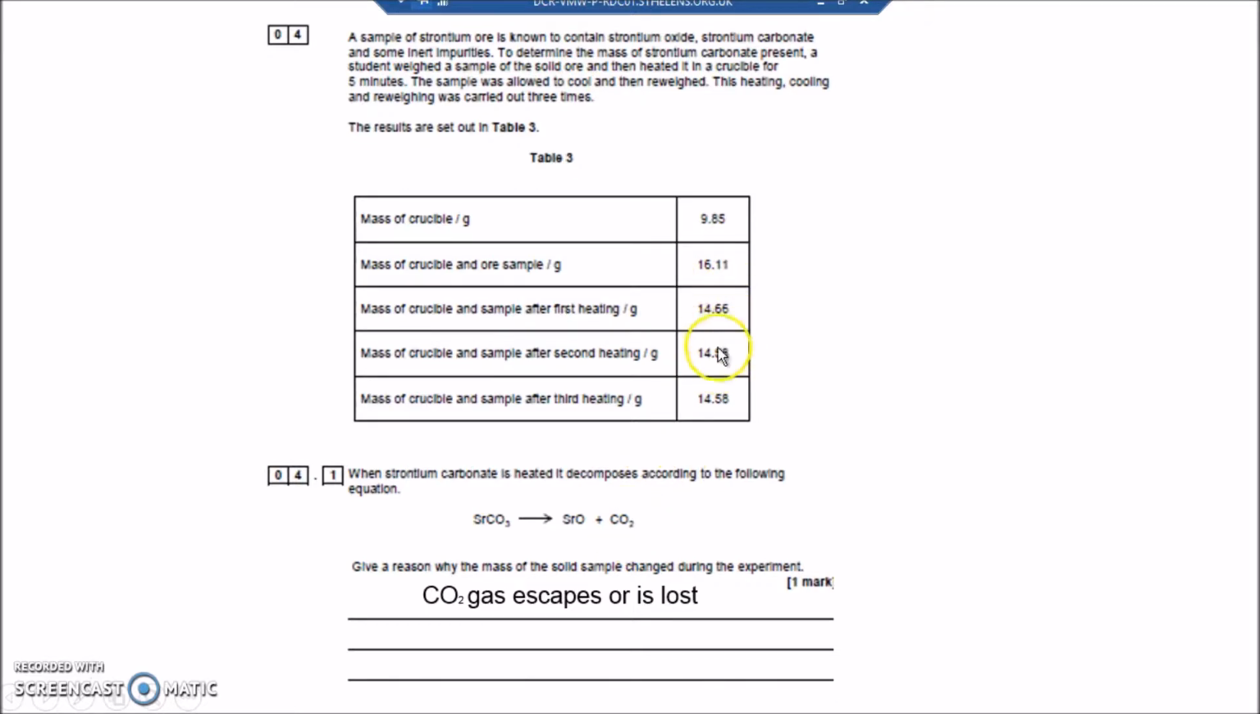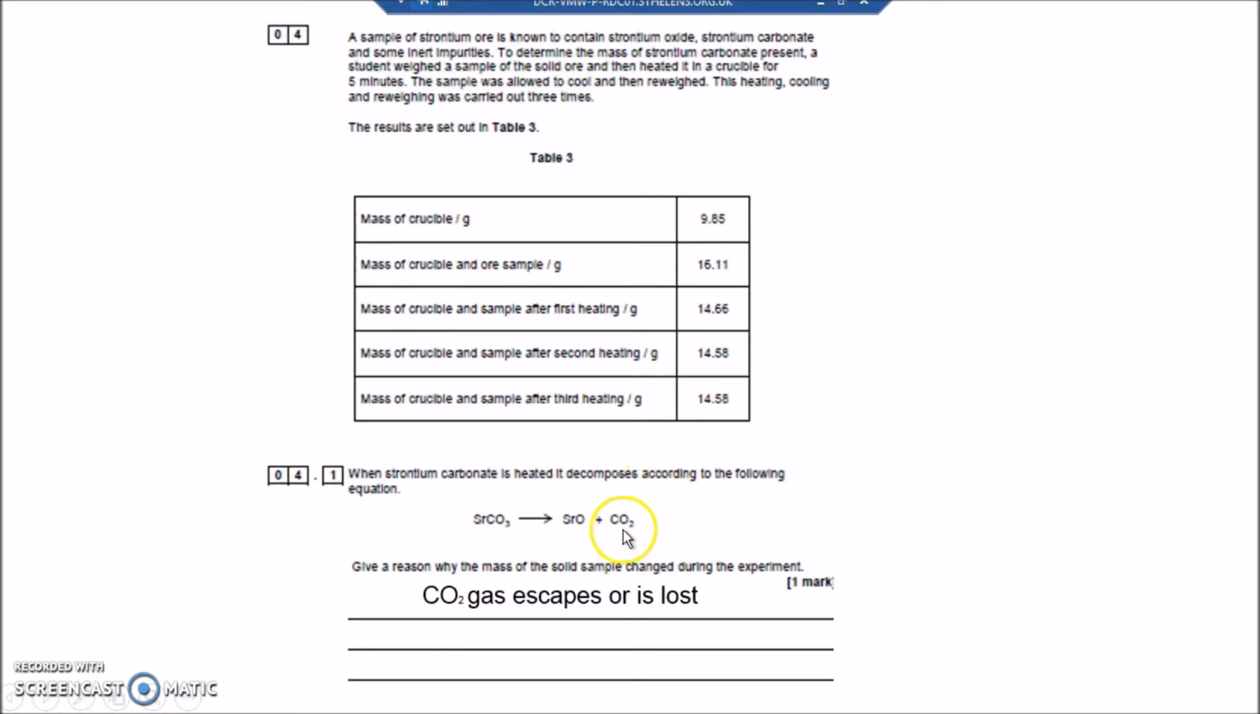I have to carry on heating until it doesn't lose any more mass, because then I assume that all of the strontium carbonate has reacted and the reaction's finished. So that's 14.58 at the end. It's still releasing some carbon dioxide here, but at the end it's 14.58, and it stays as 14.58. All the carbon dioxide has been released. So 16.11 take away 14.58 will give me the mass of the carbon dioxide that's made.